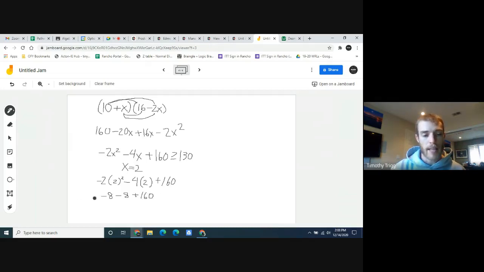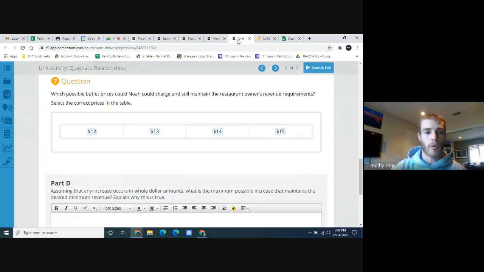Go ahead and combine these together, and that'll give you 144. And indeed, that is greater than or equal to 130. Okay, so as you can see here, it's definitely greater than or equal to 130. So we're going to go ahead and click 12 as an acceptable price.